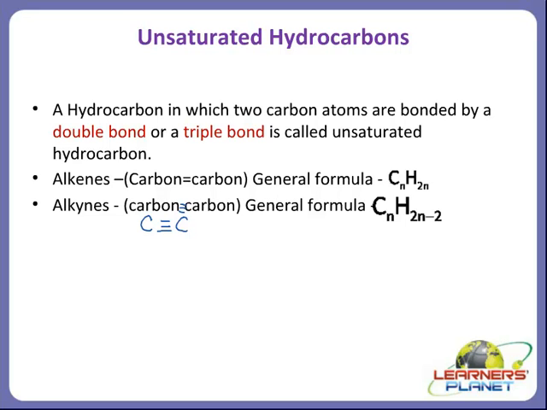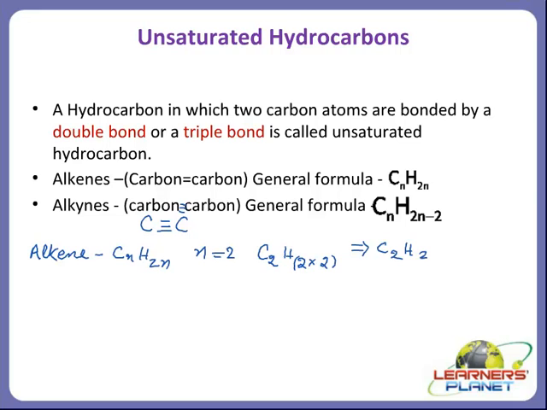Now let's take up the example. Say alkene. What is the general formula, students? It is CnH2n. Now, if n is equal to 2, what will be the formula of the compound? It would be C2H2n multiplied by 2. So what I will be getting here is C2H4. So let's draw its structure, how it would be.